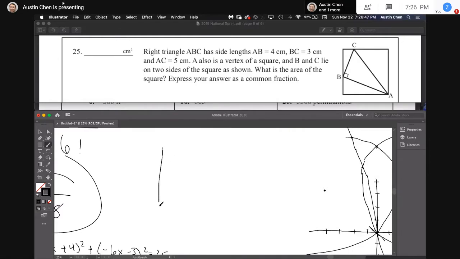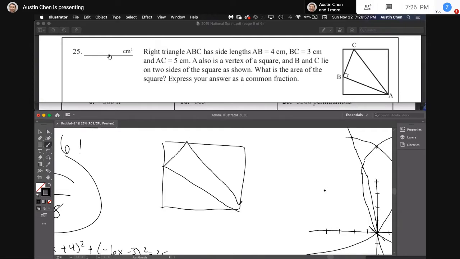Okay, so we have a square. We have a triangle. A is on the corner of the square. Okay, not the best diagram. I'll redraw. It's more like this.